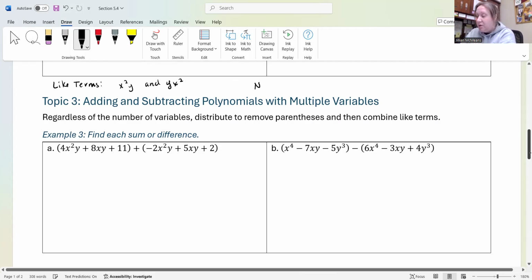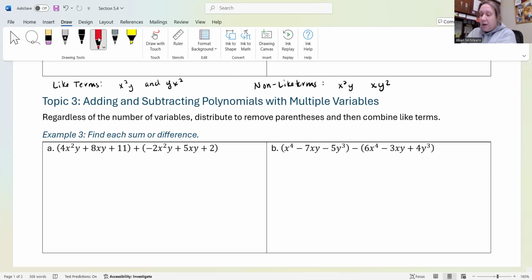What would not be like terms would be something like x squared y and xy squared. Even though we're dealing with x's and y's and exponents of 1 and 2, the exponents are on the wrong variables. So these are not considered like terms over here. So you do have to be a little bit more cautious with what would constitute like terms versus not like terms. But other than that, the process for adding and subtracting polynomials is exactly the same. Okay? So regardless of the number of variables, distribute to remove parentheses and then combine like terms.